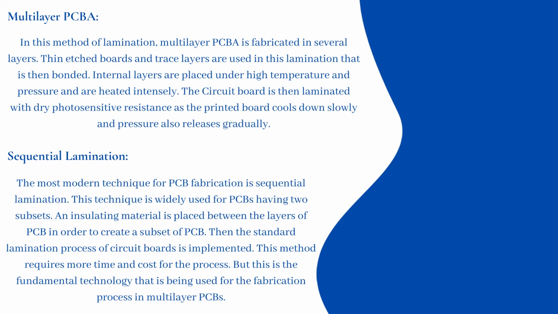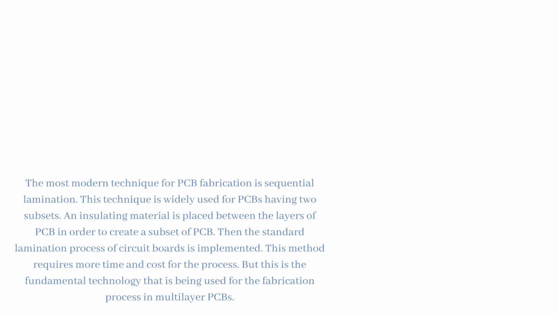Sequential lamination. The most modern technique for PCB fabrication is sequential lamination. This technique is widely used for PCBs having two subsets. An insulating material is placed between the layers of PCB in order to create a subset of PCB. Then the standard lamination process of circuit boards is implemented. This method requires more time and cost for the process. But this is the fundamental technology that is being used for the fabrication process in multilayer PCBs.